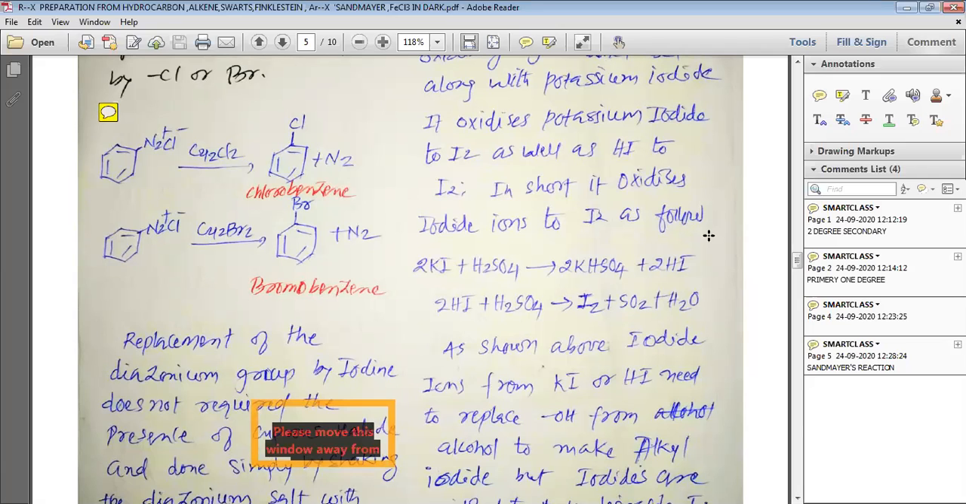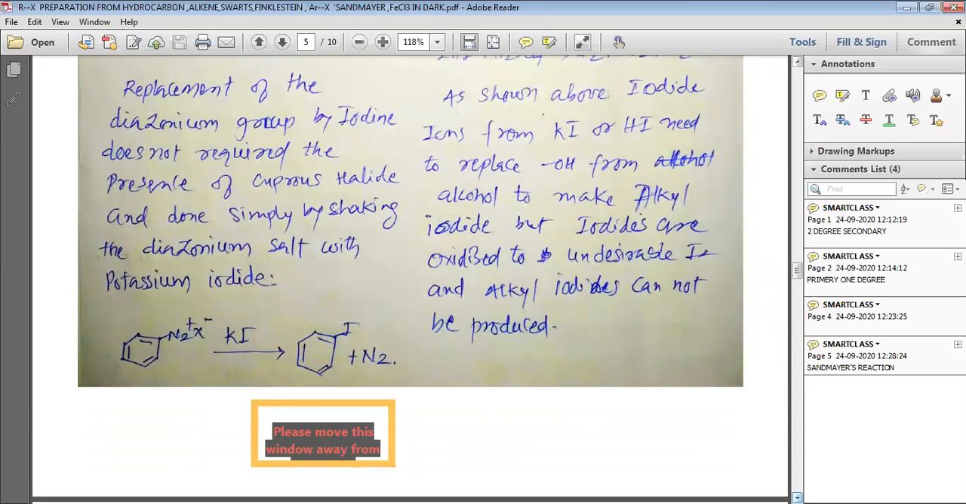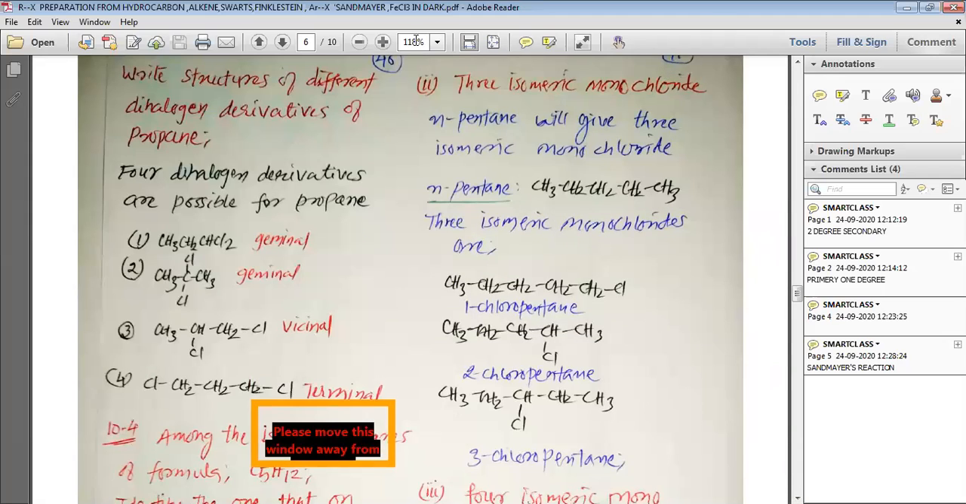But all the iodide ions present in the potassium iodide or hydrogen iodide are converted to iodine by the strong oxidizing agent sulfuric acid, and that is why we should not use sulfuric acid while we want to convert the alcohol into the alkyl iodide. So this is how we can understand, my dear students, the reason, which is an in-text question given in your textbook. Let us look at the next in-text question, my dear students.